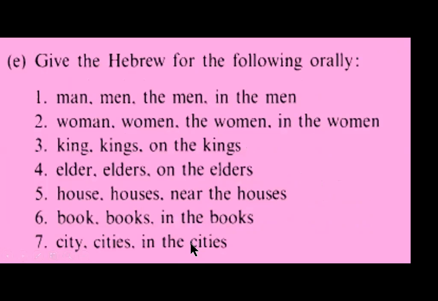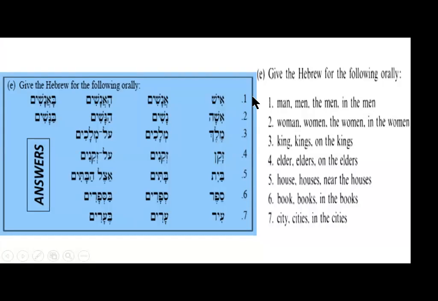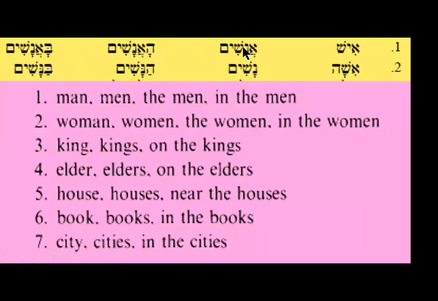So these are the Hebrew words for man and men and the men and in the men. Okay. What was the word for man again? Ish. That was ish. The plural was anashim. The word for the men, you put a ha in front, so it's ha'anashim, and in is going to be ba, so you put ba'anashim. Okay, so again, those are the words you had last week, and here they are right across the top. So there's ish, anashim, ha'anashim, and ba'anashim.